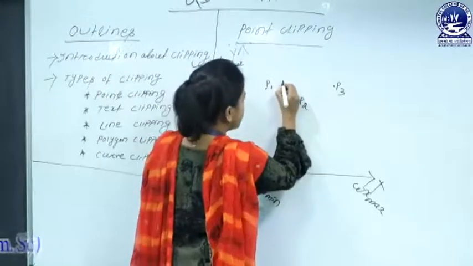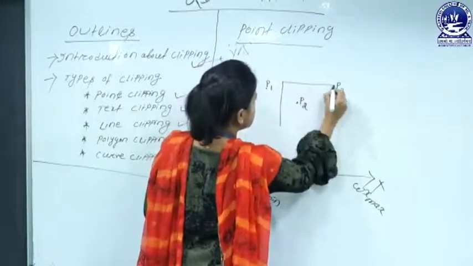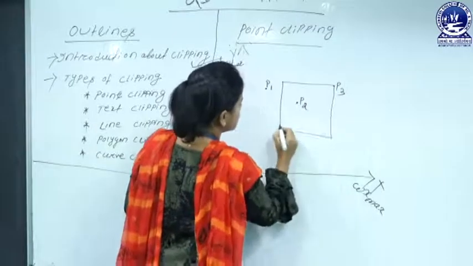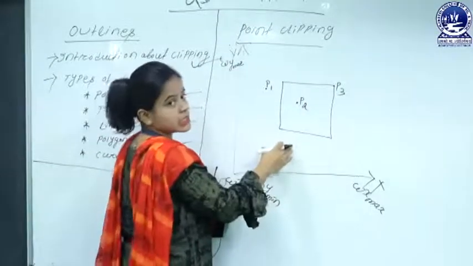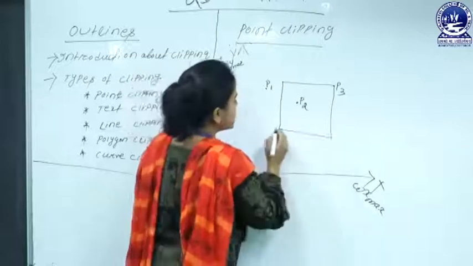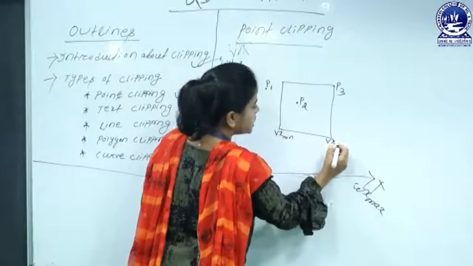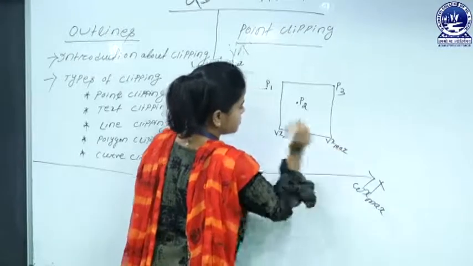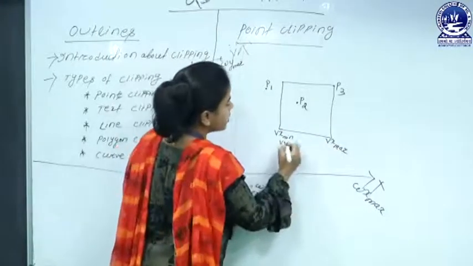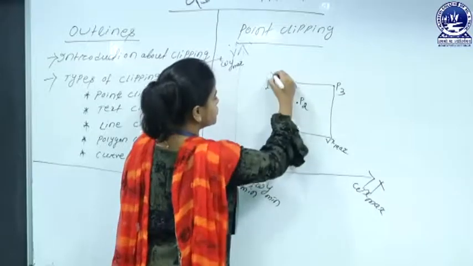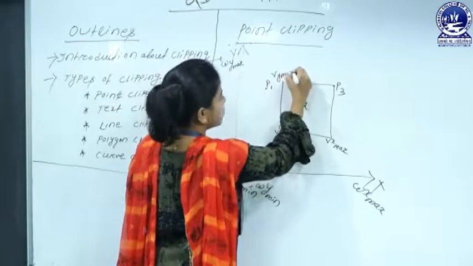Suppose here is the clipping window, or view screen. The view screen also consists of 4 coordinate values: VX minimum and VX maximum. Similarly, VY minimum and VY maximum coordinate values.